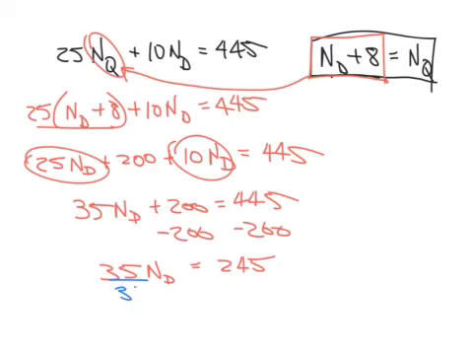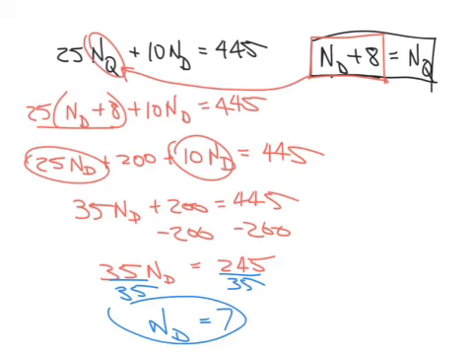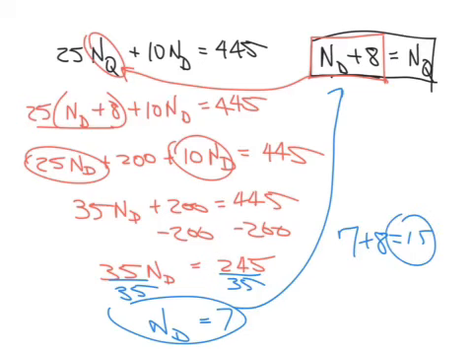Okay, divide by 35, divide by 35, and the number of dimes then is 7. Okay, so then I look up here and I can say, wow, I can put my number of dimes in there, and I get 15. So I get 15 quarters and I get 7 dimes. And that's all they were looking for, is how many coins of each type does she have.